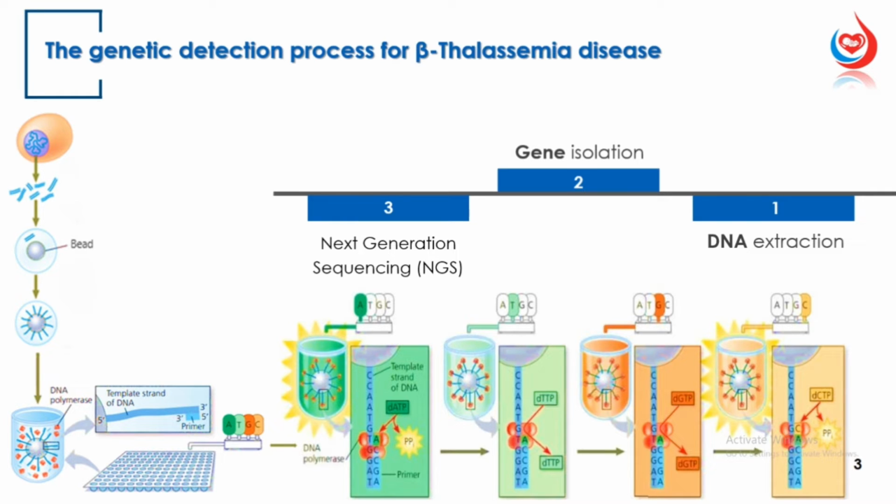If the next base on the template strand is complementary to the added nucleotide, the nucleotide is joined to the growing strand, releasing PPi, which causes a flash of light that is recorded. Then the entire process is repeated over and over again.